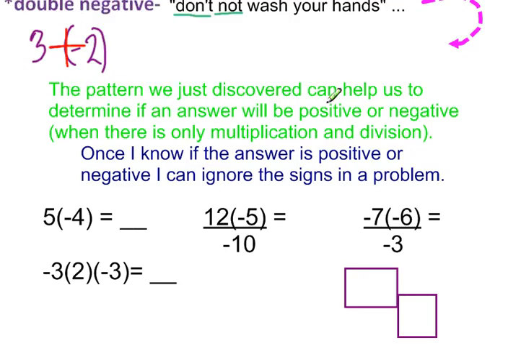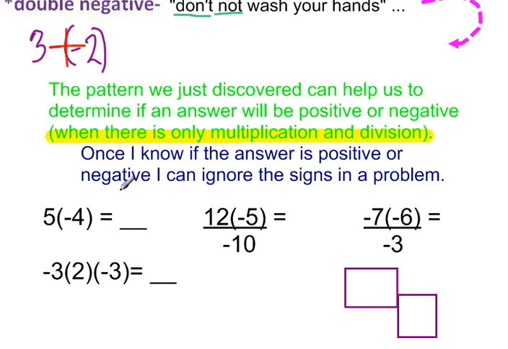The pattern that we just discovered can help us to determine if an answer will be positive or negative when there is only multiplication and division. So this is one of those important things. If the problem only has multiplication and division, then we can count up the negatives to decide if the answer will be positive or negative. Now, we need to keep that in mind because we're going to see some problems in a few minutes that are not just multiplication and division. They're going to have some other stuff going on.